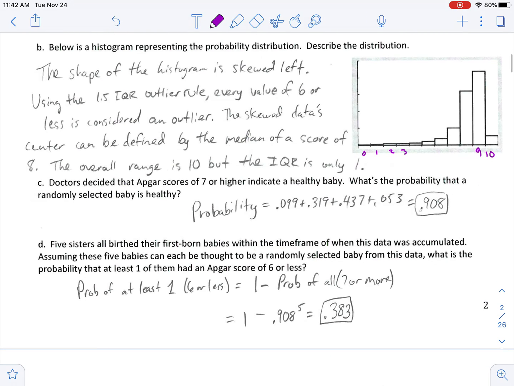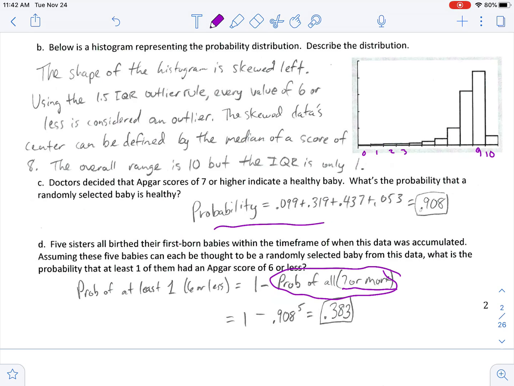5 sisters all birthed their firstborn babies within the time frame of when this data was accumulated. Assuming these 5 babies can each be thought of as a randomly selected baby from this data, so like assume these 5 babies are in the data, and are from the data, what is the probability that at least one of them had an APGAR score of 6 or less? Okay, so there's 5 babies. We want at least one to be 6 or less. Remember, at least one, probably the easiest way to do it is not 6 or less. So not 6 or less is 7 or more. So we want all of them to be 7 or more.